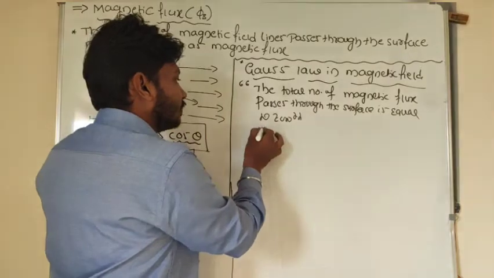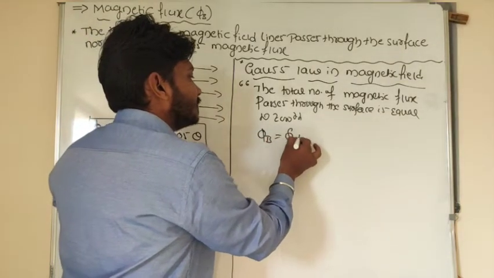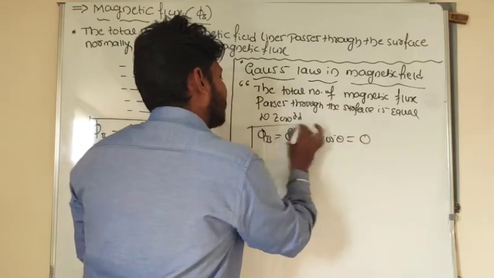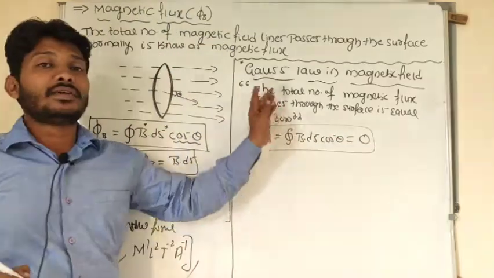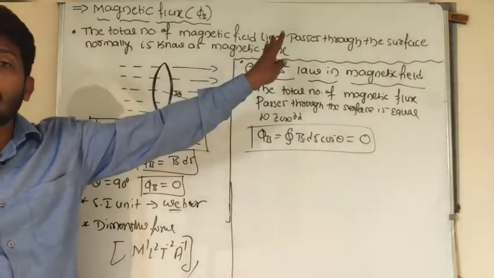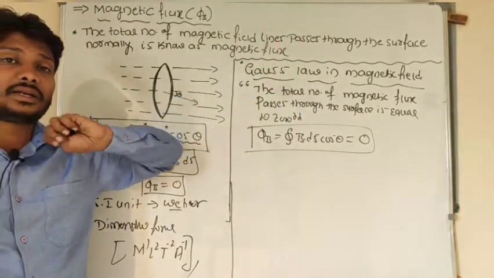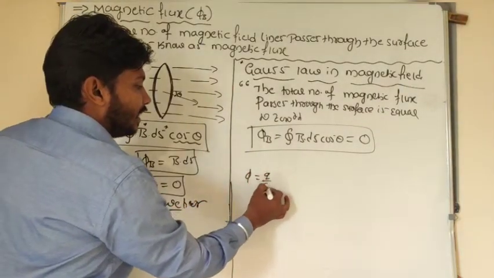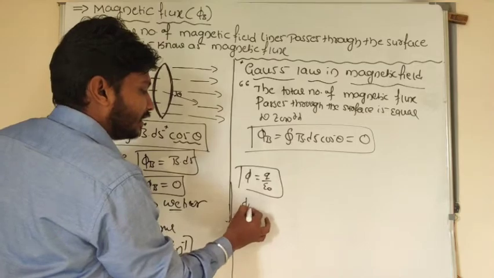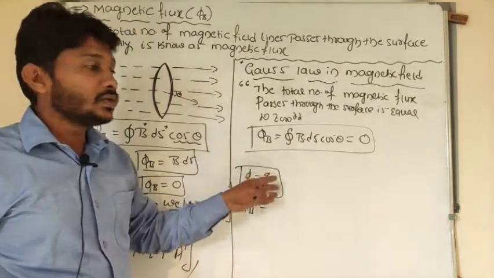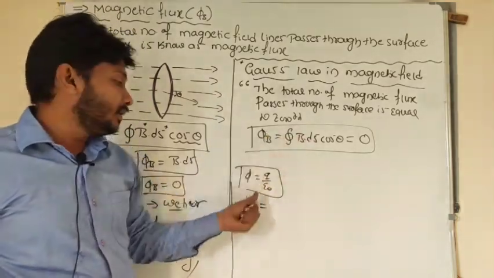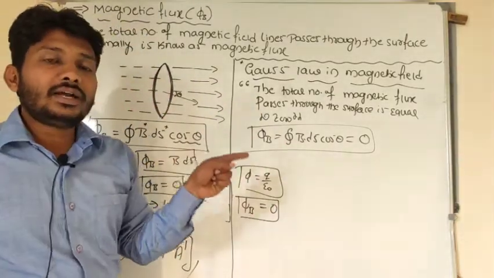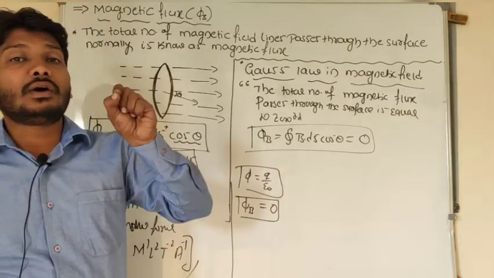Look at here, why do I write that the total number of magnetic flux is equal to 0 in case of Gauss law? Phi of B is equal to B dS cos theta. So this answer is 0. Why is the magnetic flux 0 in case of Gauss law in magnetic field? Whereas in case of electric field I said Q by epsilon naught. Why not take it here? Why is the total number of magnetic flux in case of Gauss law 0?